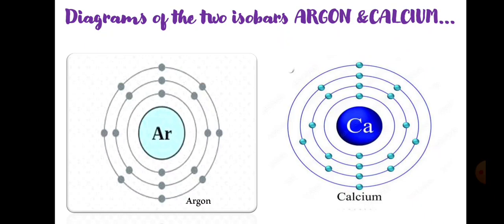Accordingly, we have diagrams of these two isobars, argon and calcium. We can draw their diagrams also.